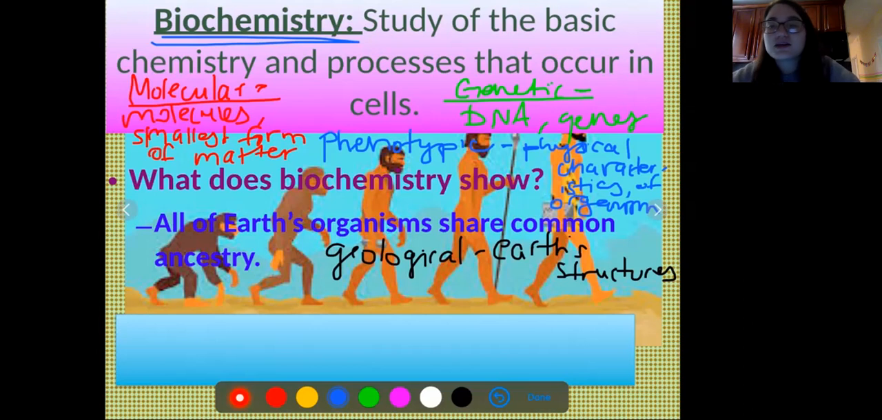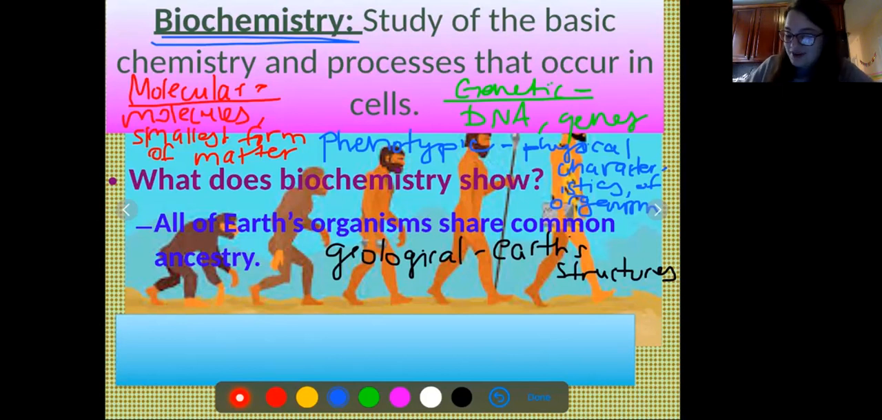Okay, so one more time, molecular evidence, we're talking about something that has to do with molecules, very, very small particles of matter. When we talk about genetic evidence, we're talking about something that has to do with your DNA or your genes. When we talk about geological evidence, we're talking about something that has to do with Earth structures. And phenotypic evidence, we're talking about physical characteristics of an organism. Okay, so now using those four definitions, what do you think we would classify biochemistry as? What type of evidence is biochemistry? We're talking about processes that occur inside the cell. So they're very, very small.